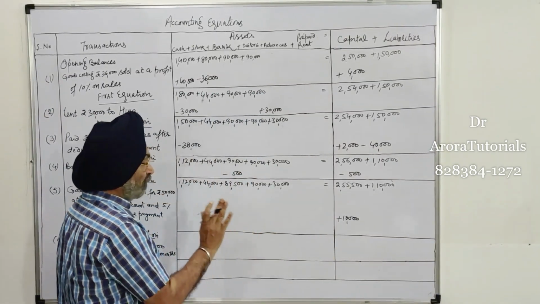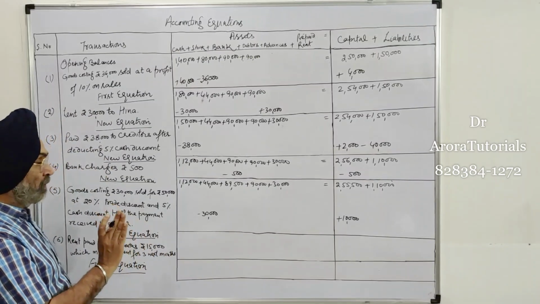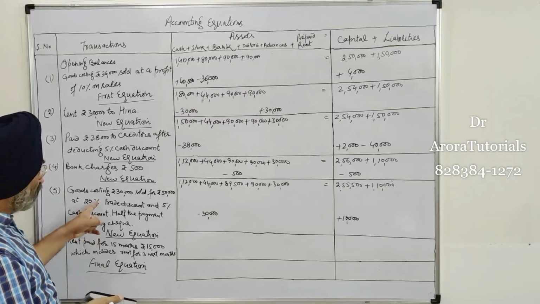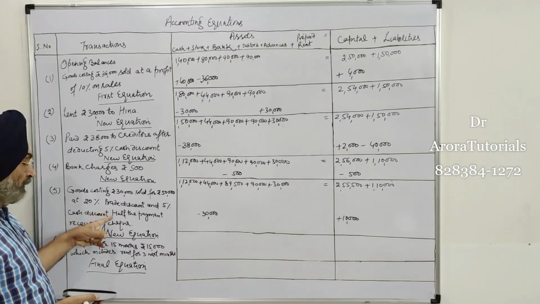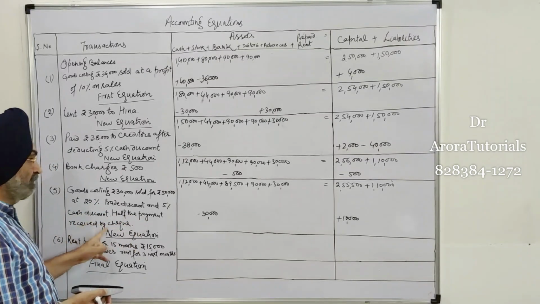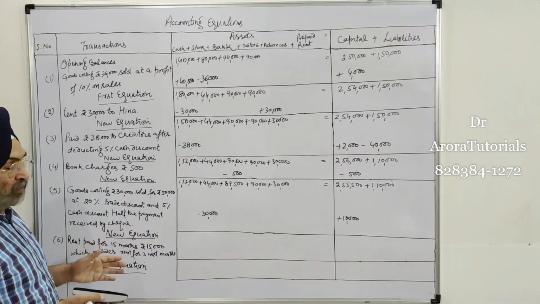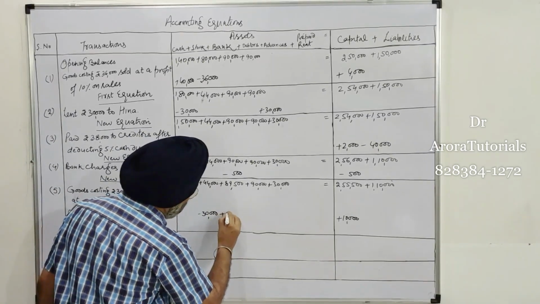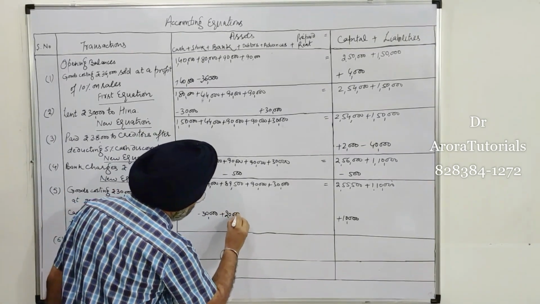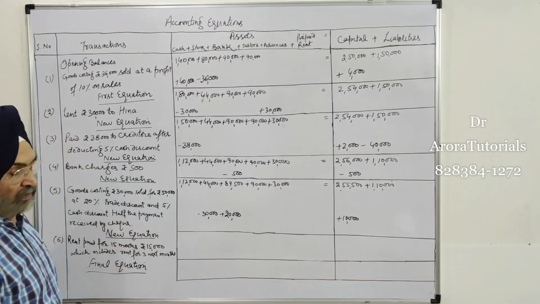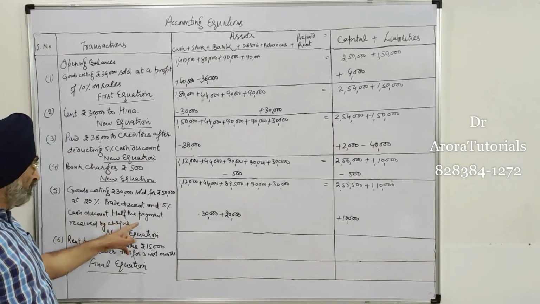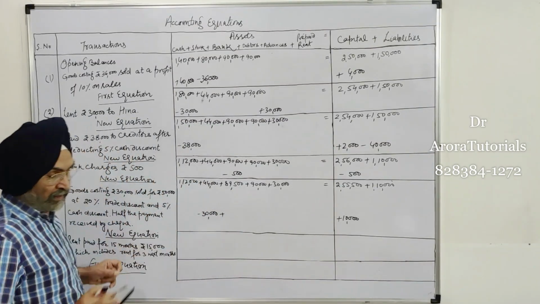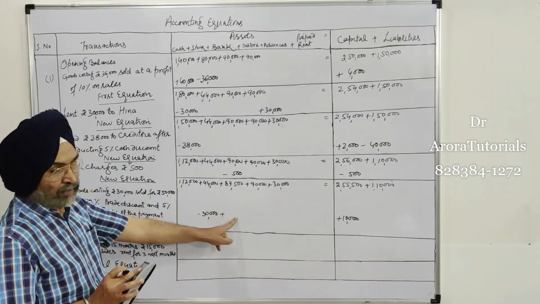It means 40,000 amount was receivable against the sale. If 40,000 amount is receivable, half the payment is received by check. So out of 40,000, half the payment is received by check. So when it is received by check, our bank balance will increase. So half the payment is received. So 20,000 figure was to come here.